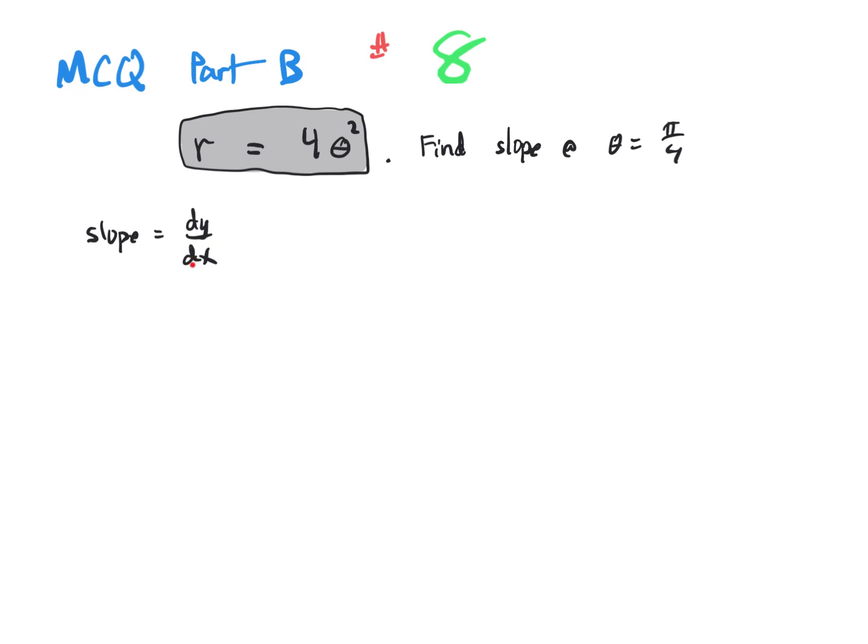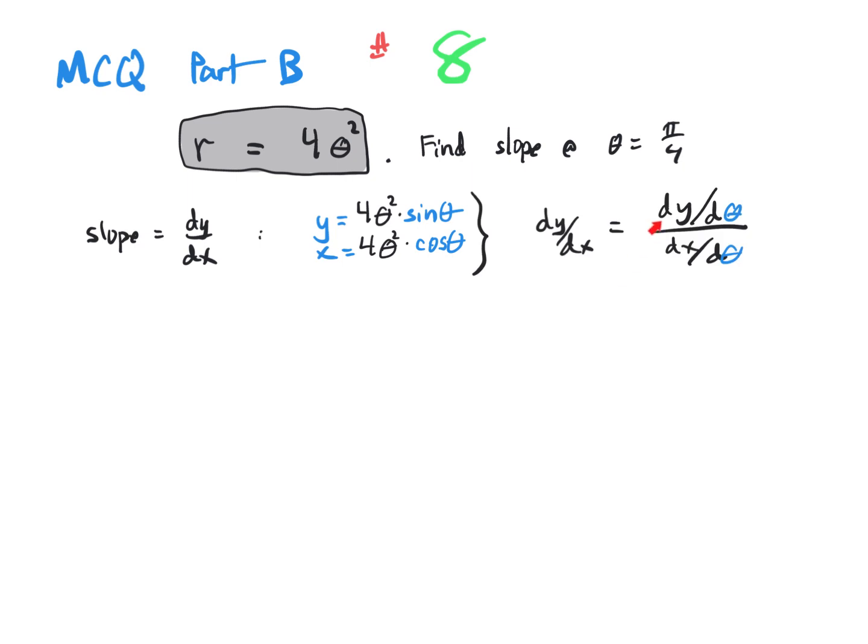Slope is dy/dx. So we need to get y and x into the game. So y is r sine of theta, and x is r cosine of theta. All right, so now x and y are defined parametrically with the parameter theta, and we know that dy/dx equals dy/d theta divided by dx/d theta.